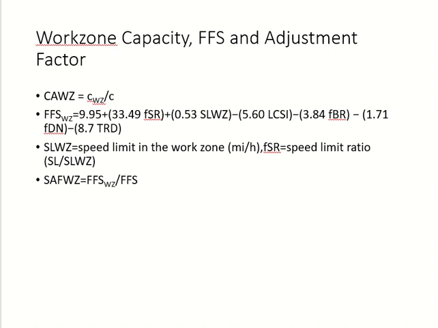So after you calculate the free flow speed of the work zone, the speed adjustment factor of the work zone will be this ratio: the free flow speed of the work zone from this equation, and the normal free flow speed. Now how do we get the normal free flow speed? All of you should have it. You submitted it to me.